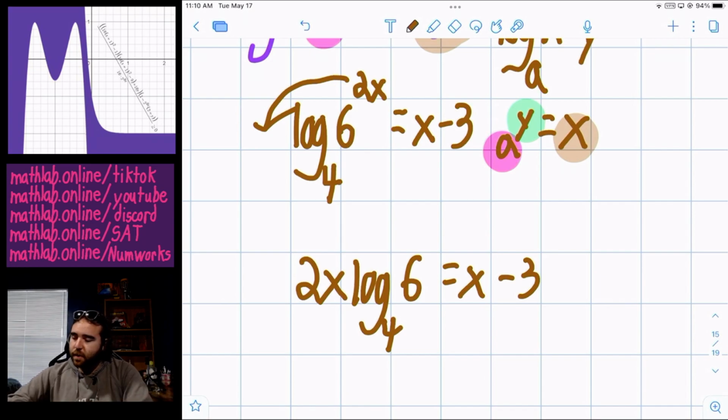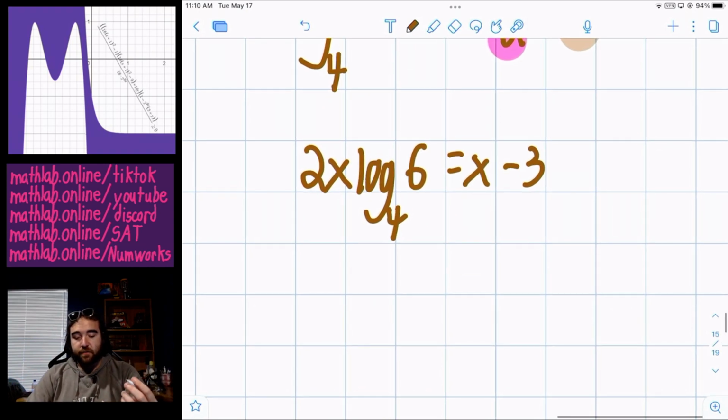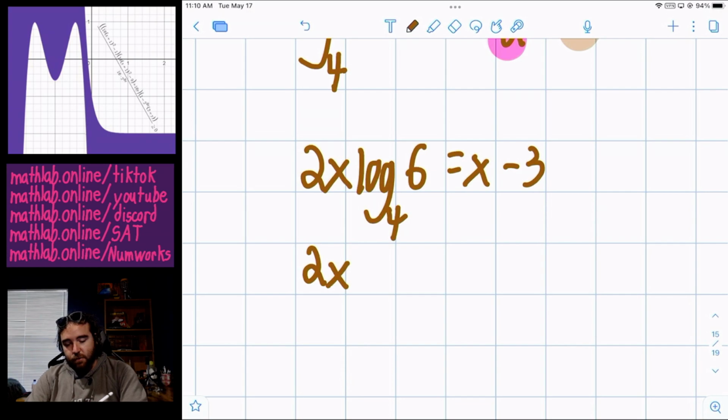And we're going to do the same thing we did last time, where we just have to get all of the x's to one side and factor out the x and then divide. So we're going to make this 2x log base 4 of 6.